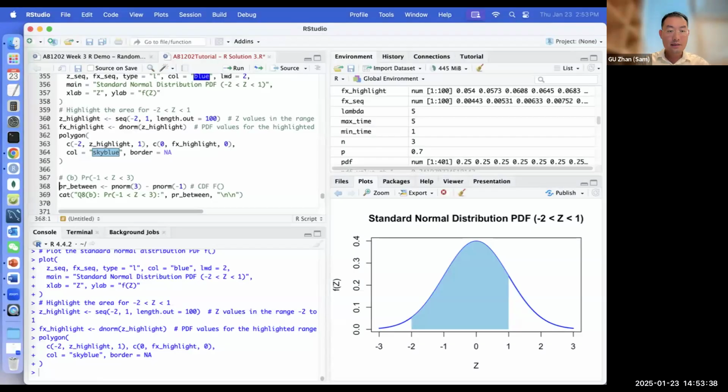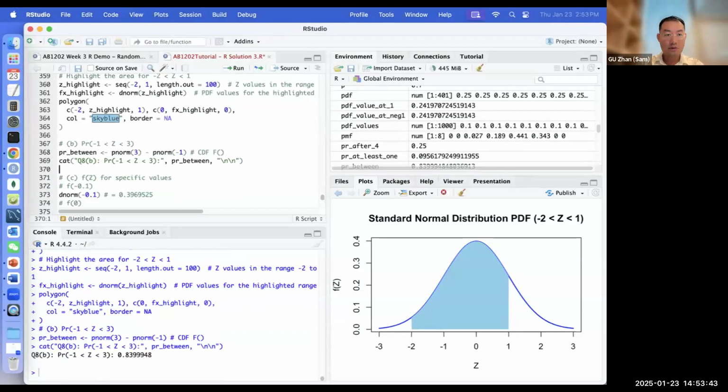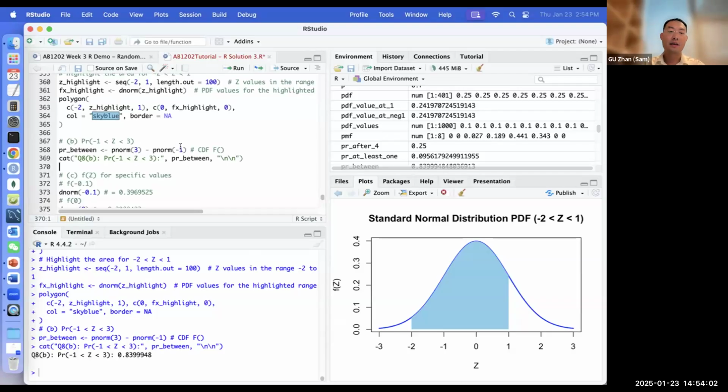The second one, -1 to 3. The probability is around 0.84. So P norm 3 gives the area under the curve to the left of z equal to 3. Then minus the area to the left of z equal to -1, then you get this area from -1 to 3.